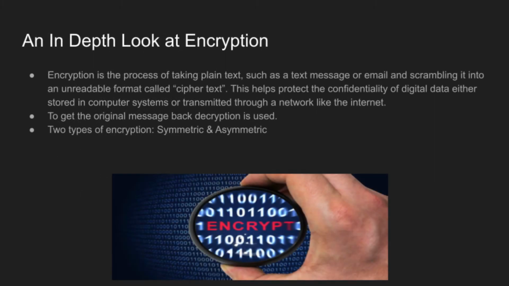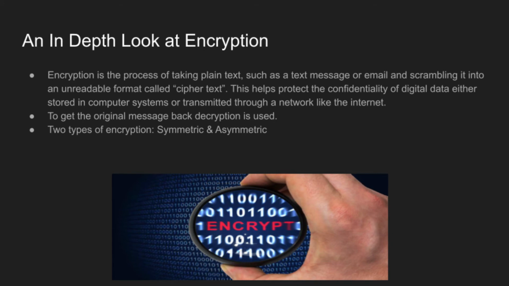Noah and Jackson talked about encryption earlier, but I will reiterate a few points here. So once again, what is encryption? Encryption is the process of taking plain text such as a text message or email and scrambling it into an unreadable format called ciphertext. This helps protect the confidentiality of digital data either stored in computer systems or transmitted through a network like the internet.